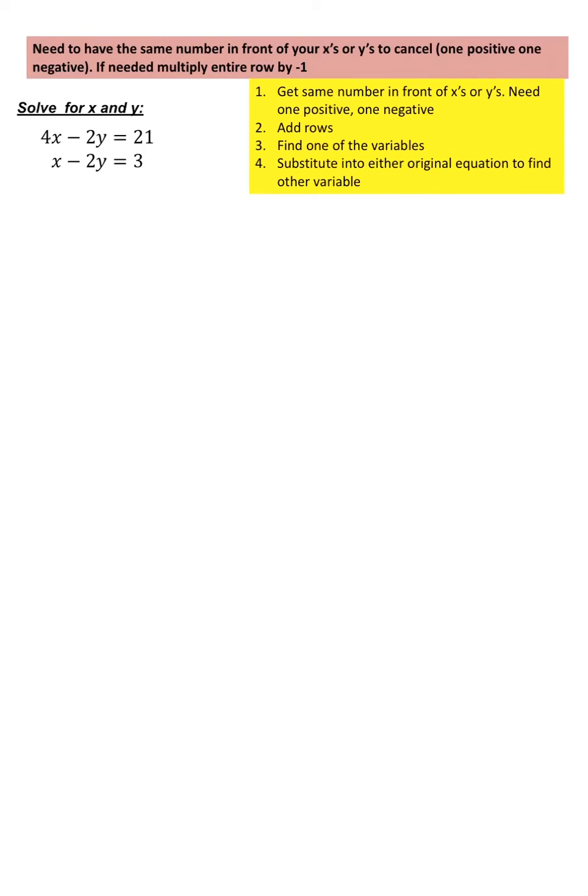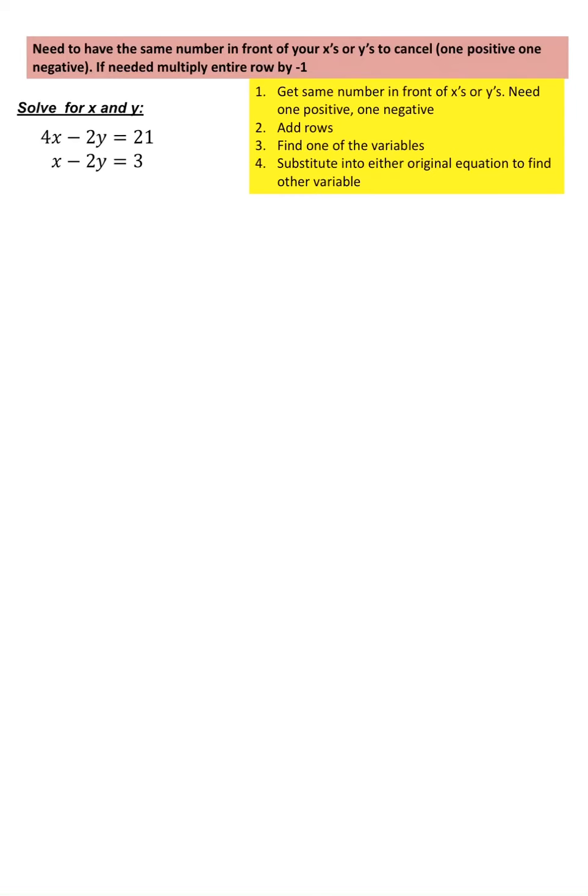So this is where we're now using this red box above here. Remember, you have to have the same number in front of your x or y's to cancel. One has to be positive, one has to be negative. So if needed, you need to multiply a row by -1. So let's do that now.